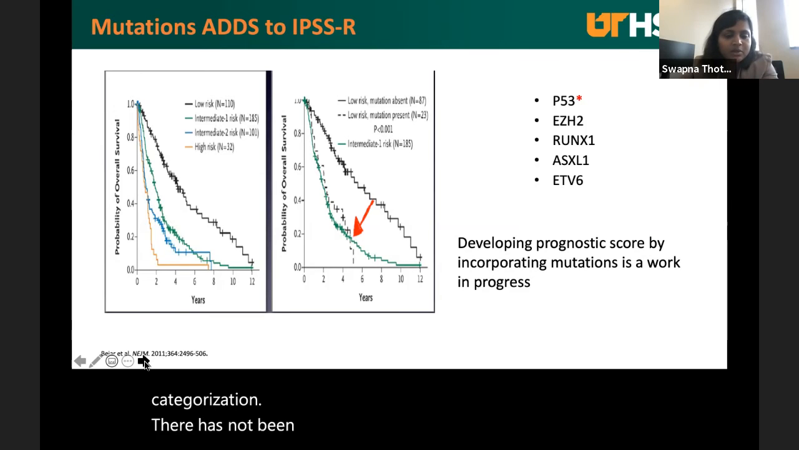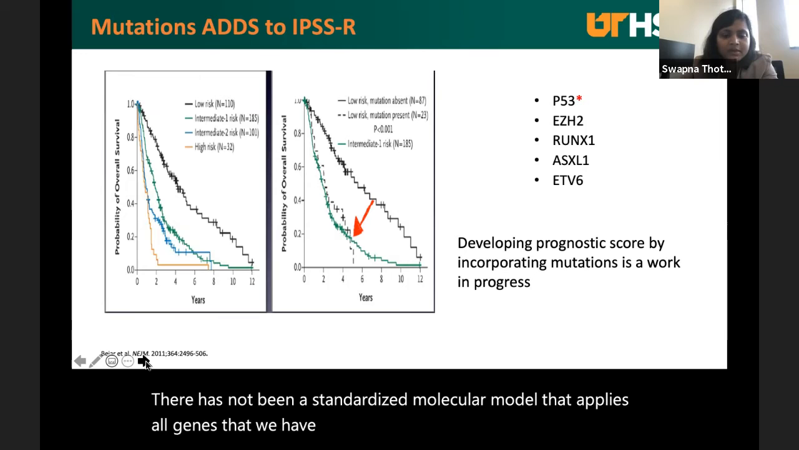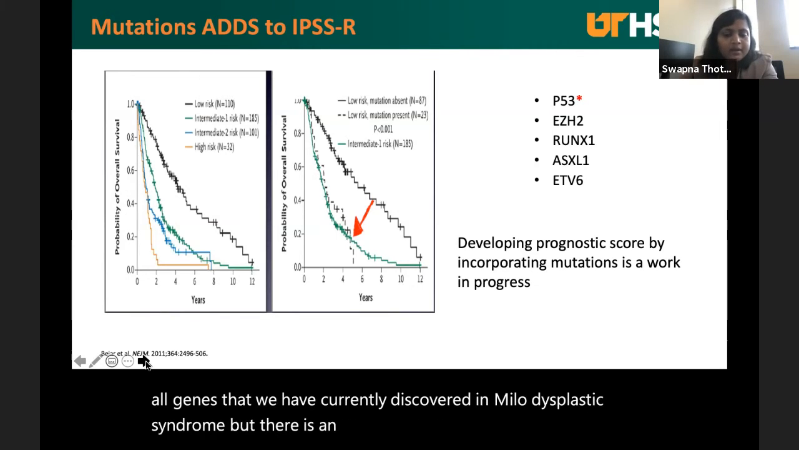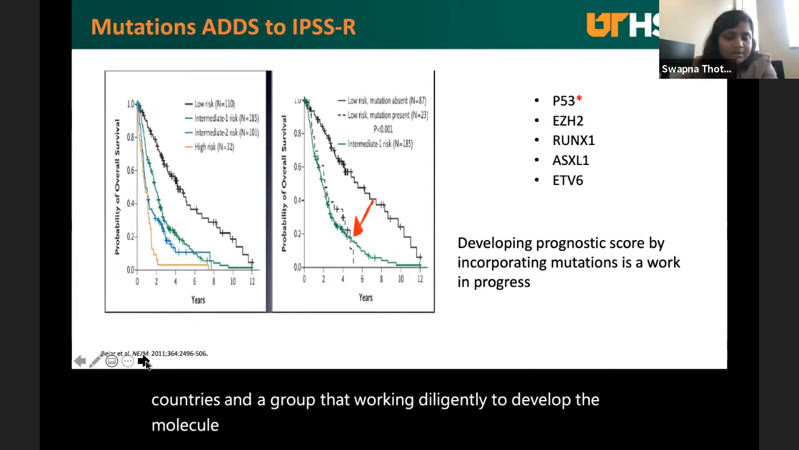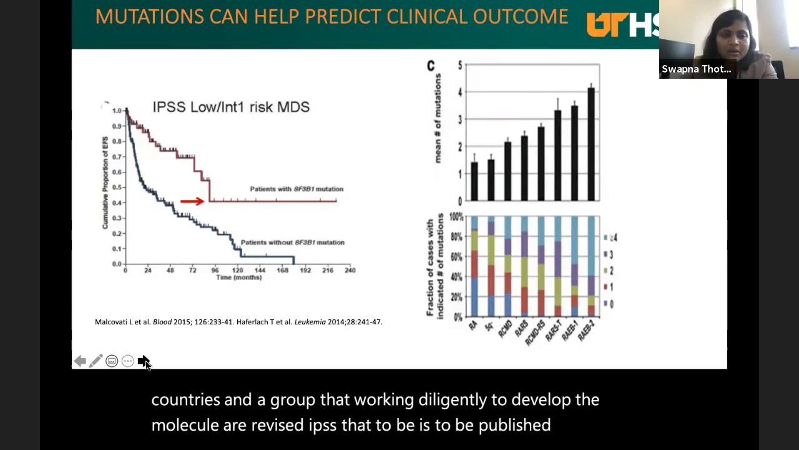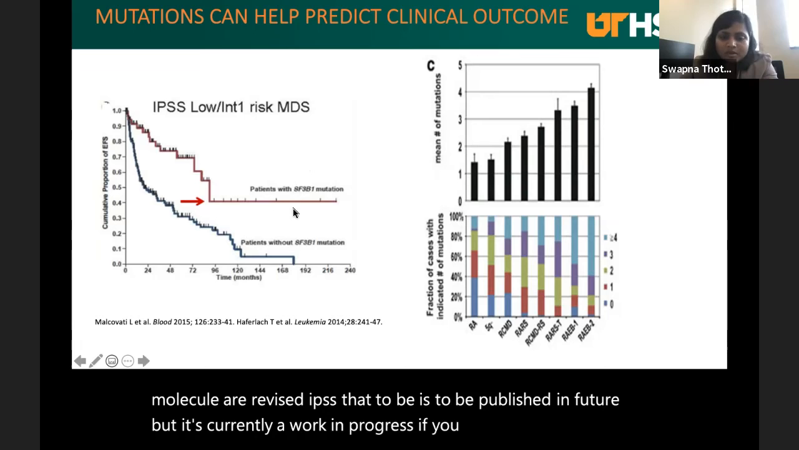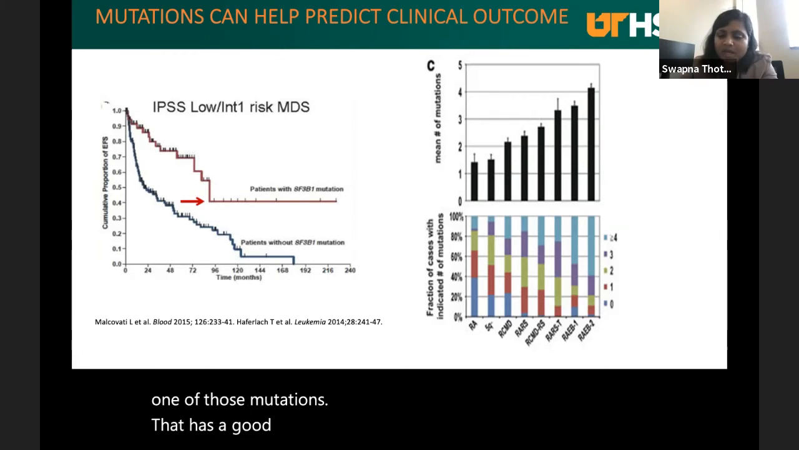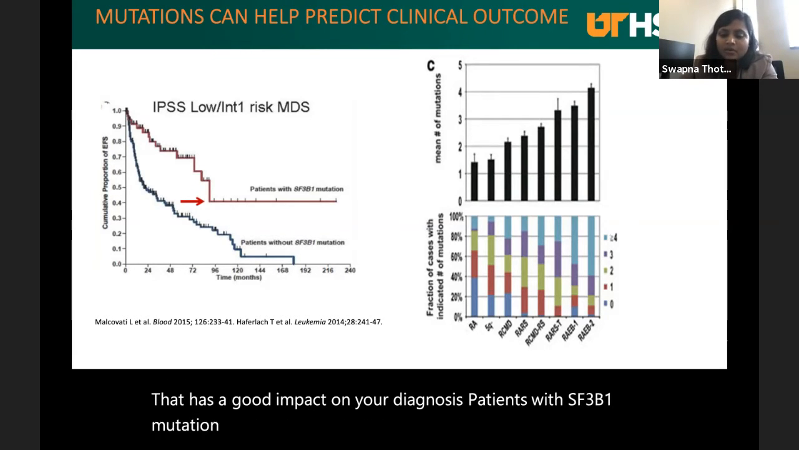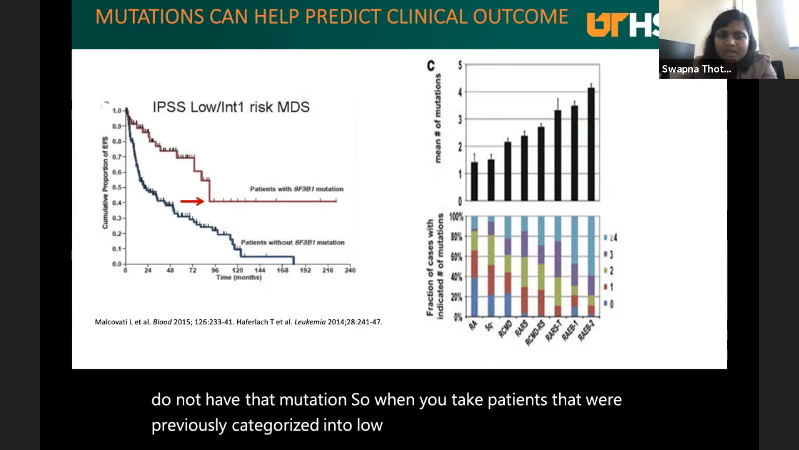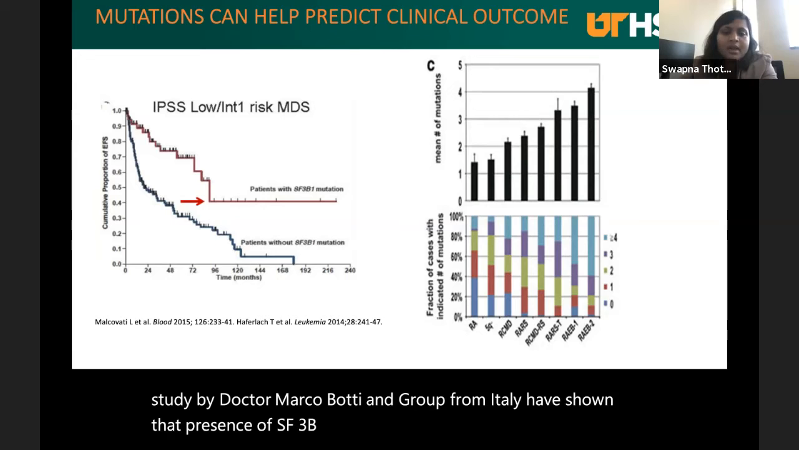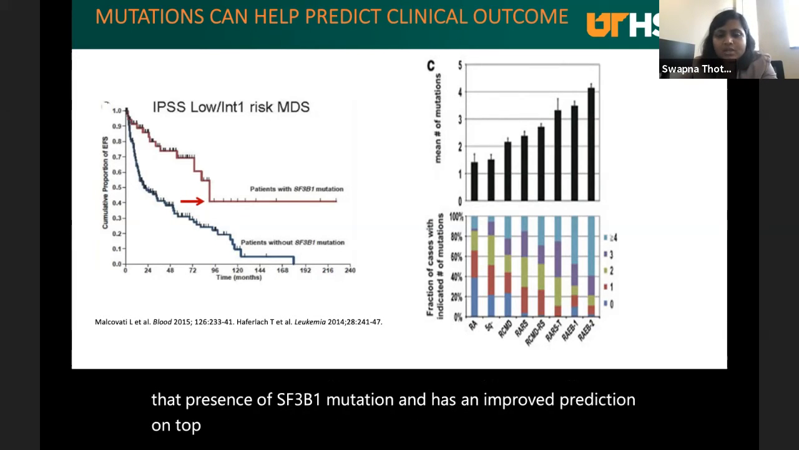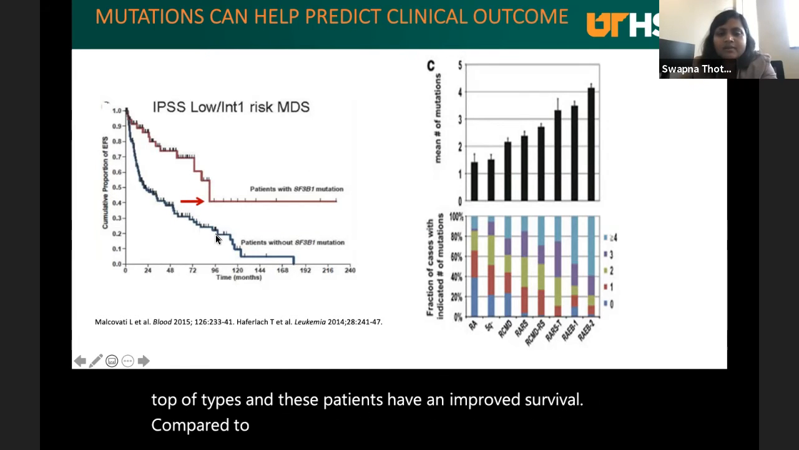There has not been a standardized molecular model that applies all the genes that we have currently discovered in myelodysplastic syndrome, but there is an effort to unify data across many countries, and a group is working diligently to develop the molecular revised IPSS that is to be published in the future, but it's currently a work in progress. If you take SF3B1 mutation, it is one of those mutations that has a good impact on your diagnosis. Patients with SF3B1 mutation have a longer survival compared to those patients that do not have that mutation. So when you take patients that were previously categorized into low or intermediate risk MDS, this study by Dr. Malcovati and group from Italy has shown that presence of SF3B1 mutation has an improved prediction on top of IPSS, and these patients have an improved survival compared to those patients that do not have SF3B1.